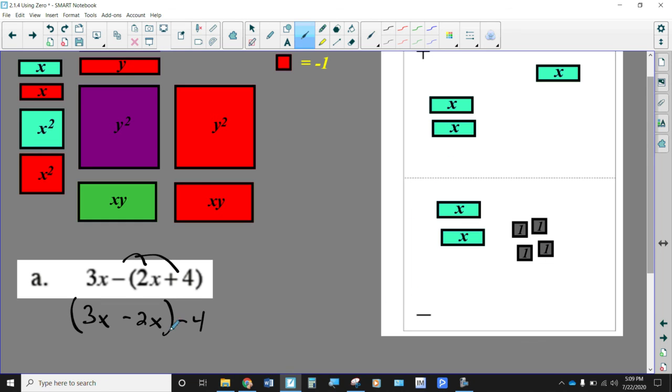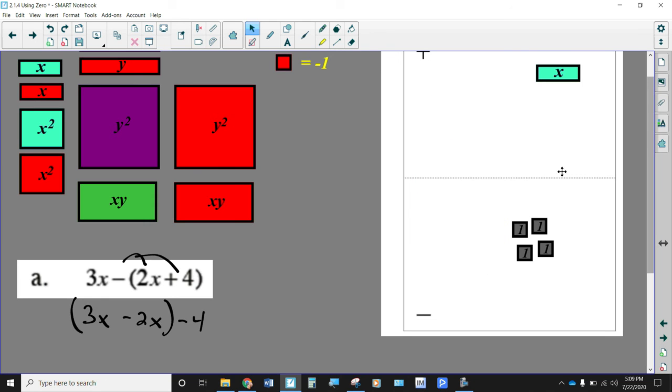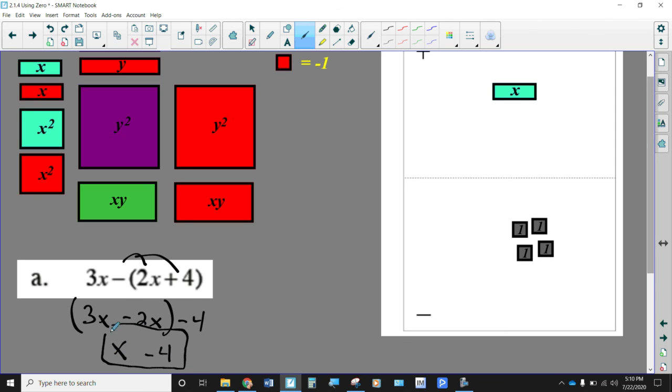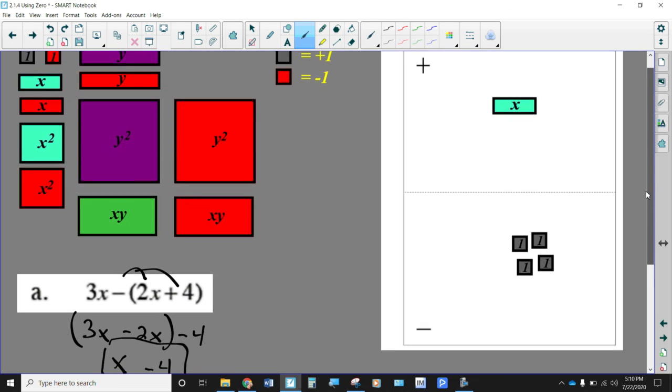And the 3x minus the 2x is going to result in these 0 pairs going away. So now we're left with x minus 4, which is our answer in simplest form. And you could move these guys across the street and call it x plus a negative 4 if you wanted to, or just leave it how it is. But this would be the simplified version because there are no more 0 pairs.